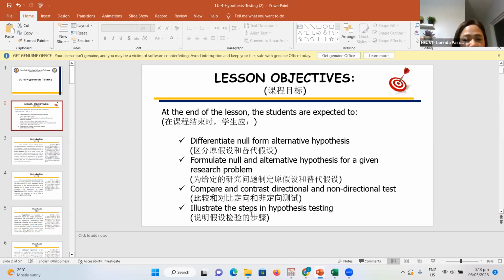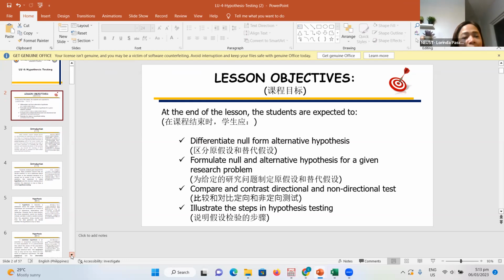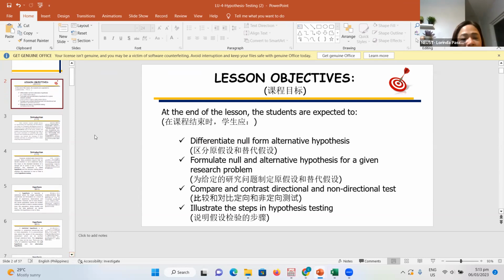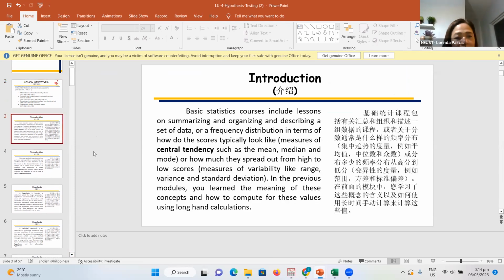So that's all for our objectives, and at the end of the lesson, once you have attained these objectives, you will know hypothesis testing and can apply it in writing your research proposal. So let us start with the introduction.